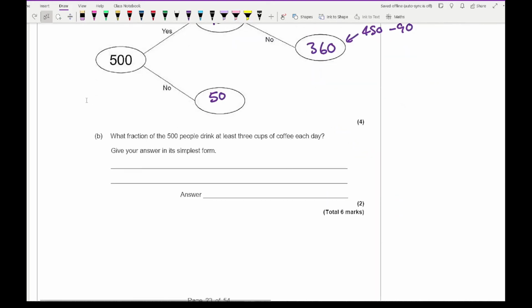Then moving on to part B, it says what fraction of the 500 drink at least 3 cups of coffee each day? Well, how many drank at least 3 cups? That was 90 out of 500. And then it says give your answer in the simplest form. So if I just enter that on the calculator, press equals, it should simplify to give me 9 over 50.